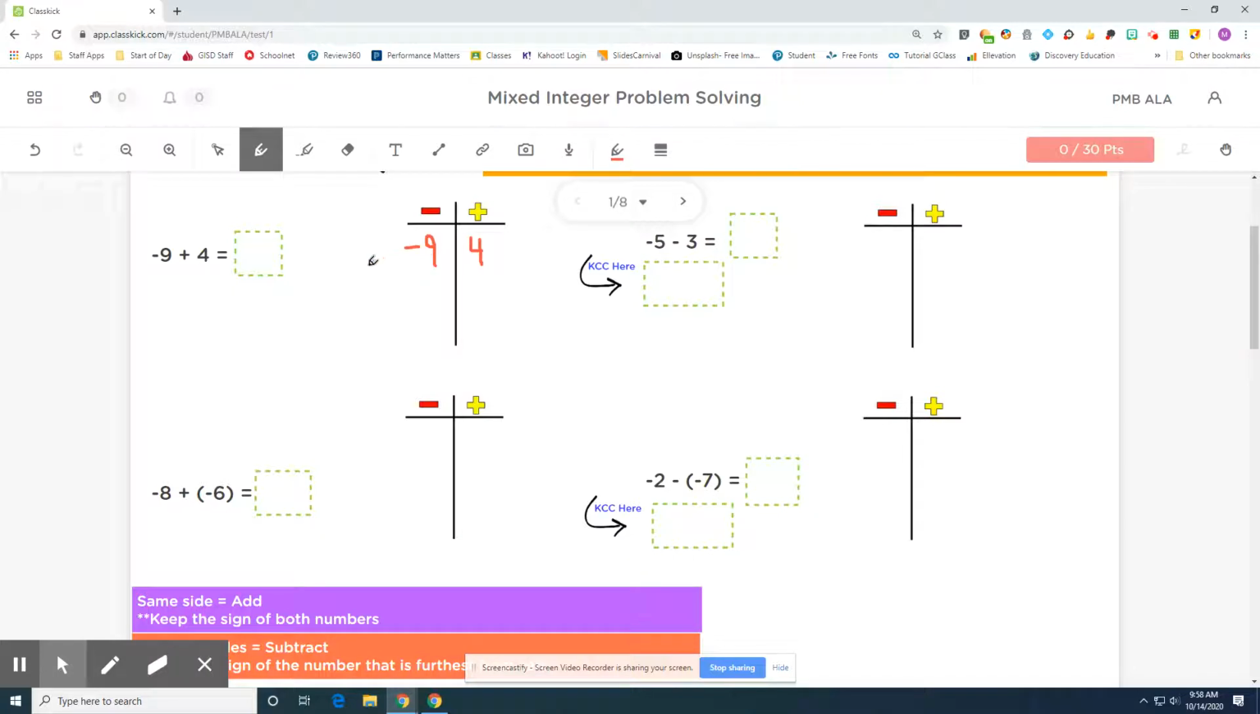9 minus 4 is just 5. And then we're going to keep the sign of the number that's further from 0. And -9 is further from 0. So this answer is -5.